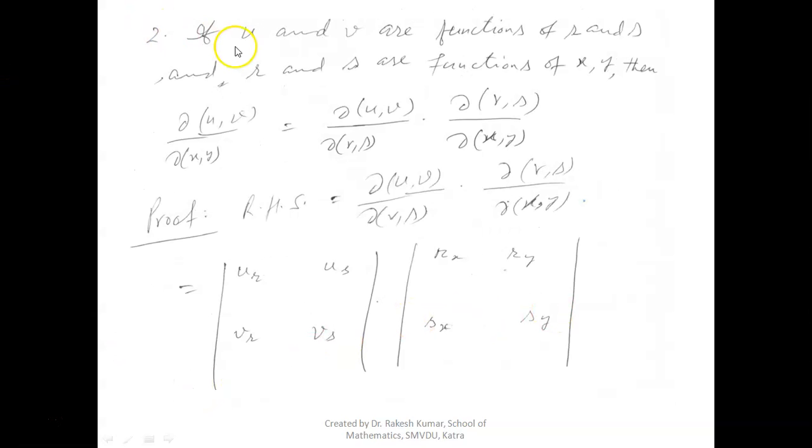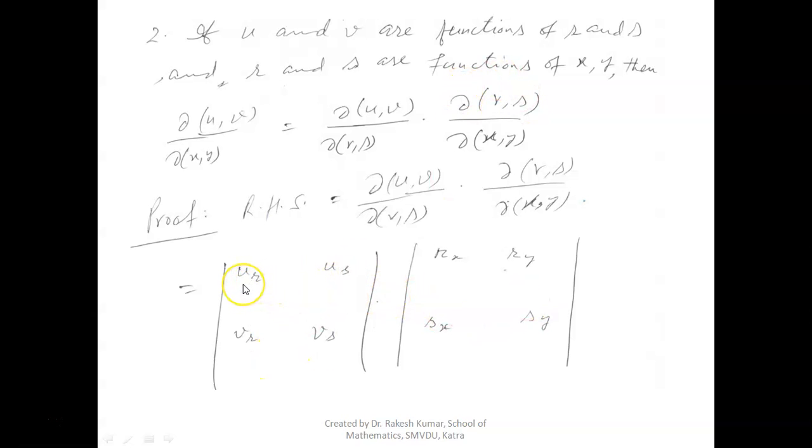Now coming to the second property: if u and v are functions of r and s, and r and s are again functions of x and y, then the Jacobian of u, v with respect to x, y is equal to the Jacobian of u, v with respect to r, s multiplied by the Jacobian of r, s with respect to x, y. To prove this, we take the right hand side and expand this Jacobian as well as that Jacobian. Their expansion gives this.